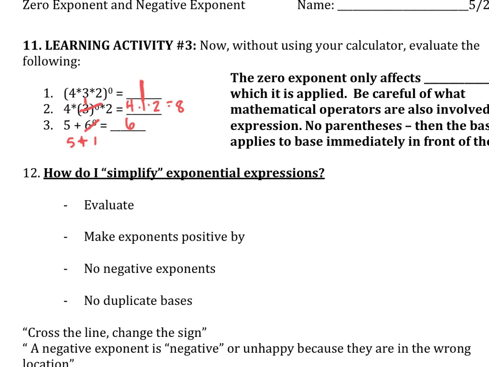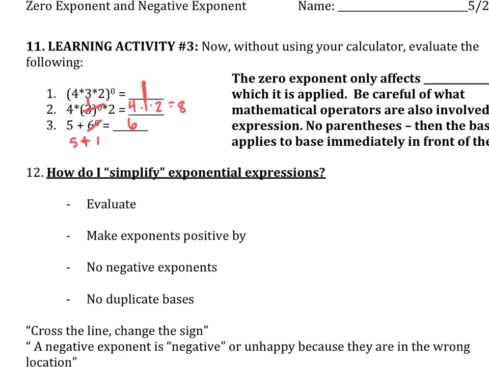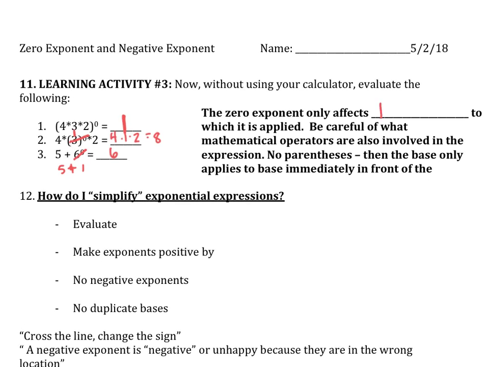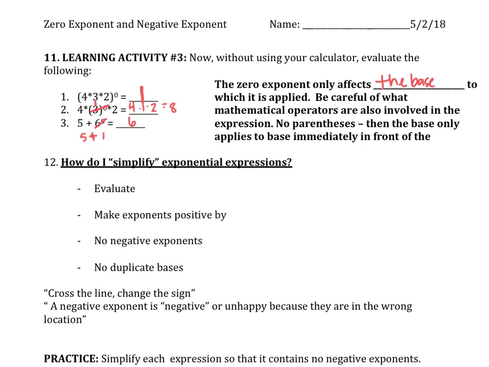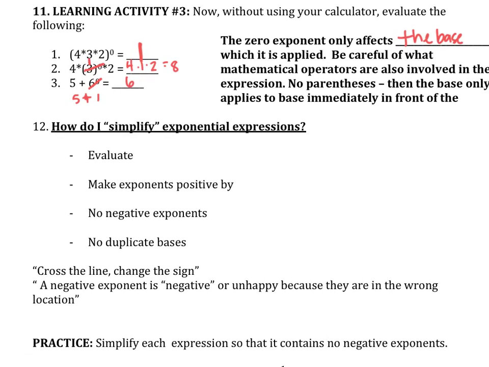So don't just automatically put a 0 or a 1 as an answer when you see a 0. The 0 exponent only affects the base to which it's applied. So really just watch what they're doing. If they're adding, if they're multiplying, you have to proceed with the rest of those operations.